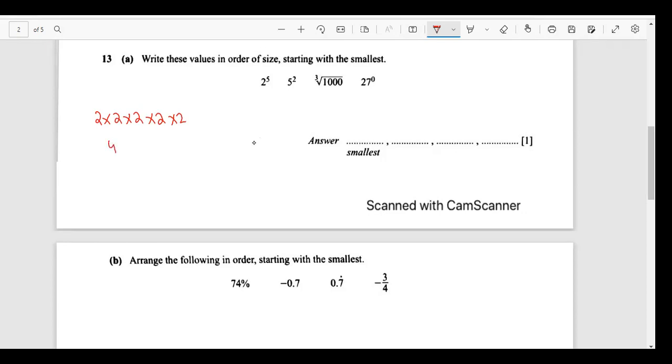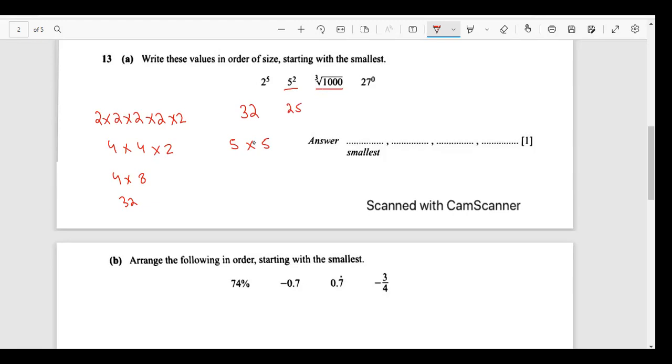So it's 4 multiplied by 4 multiplied by 2. So it's 4 multiplied by 8. So it's 32. This paper and these questions are coming in paper 1. You would not be using your calculator. So please make sure for now do every calculation without calculator. Okay. So 2 power 5 is basically 32. 5 power 2 is 5 multiplied by 5. So it would be 25.